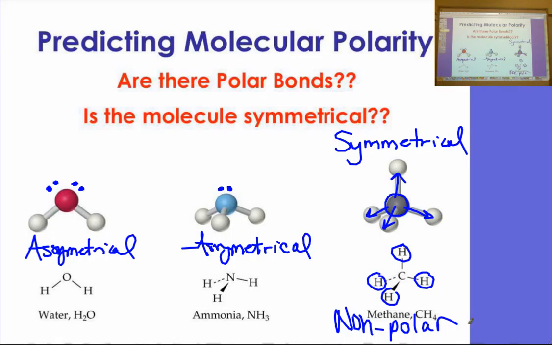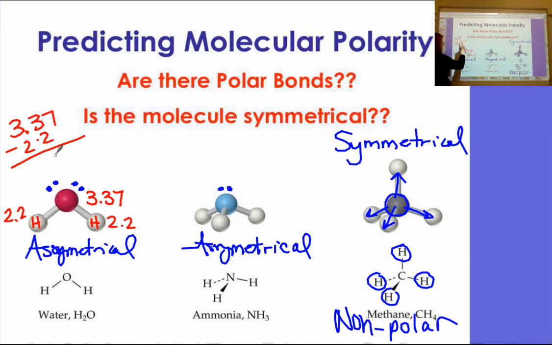If you look at water, oxygen is 3.37. These would be my hydrogens at 2.2. 3.37 minus 2.2, 1.17. This has polar bonds, and it's asymmetrical, so this must be a polar molecule.